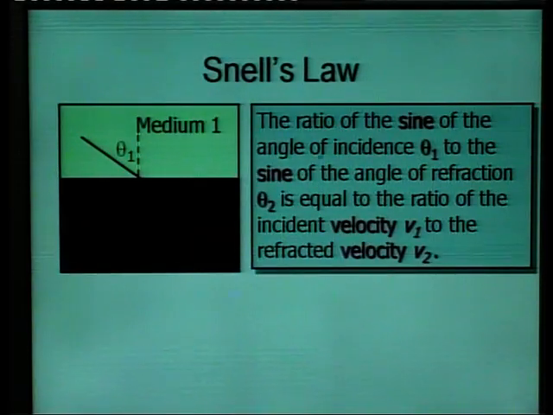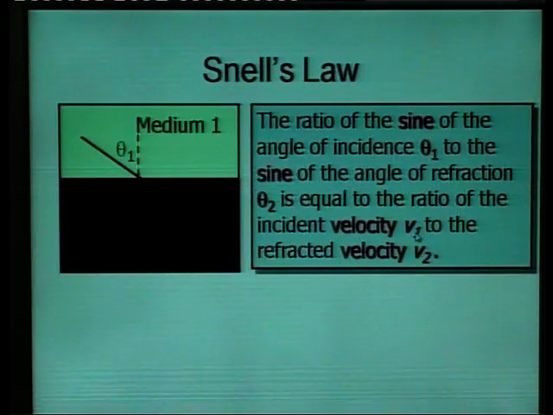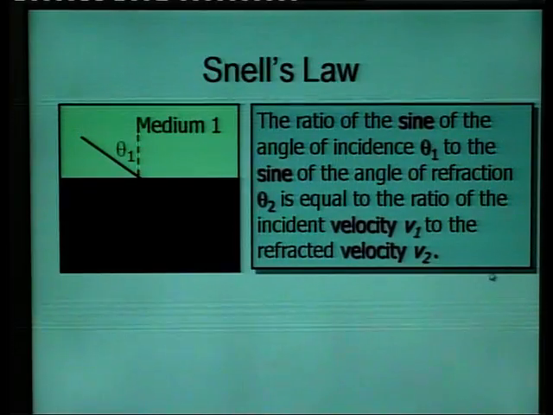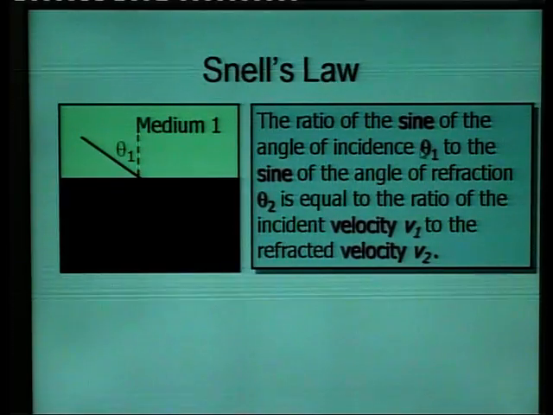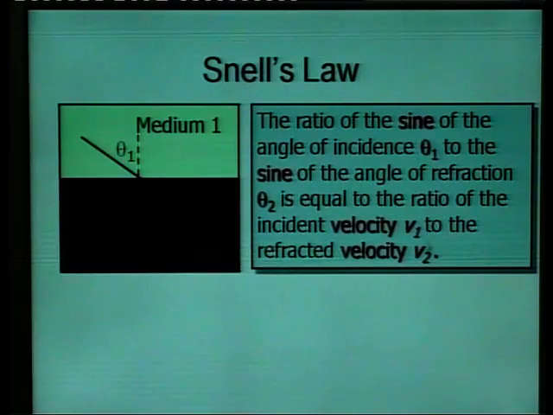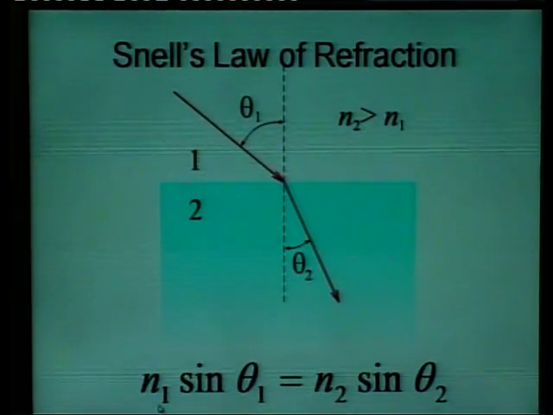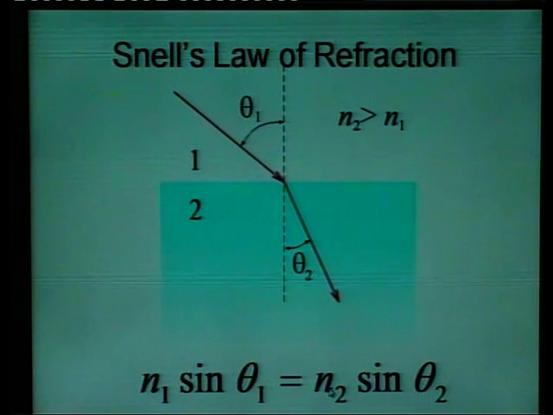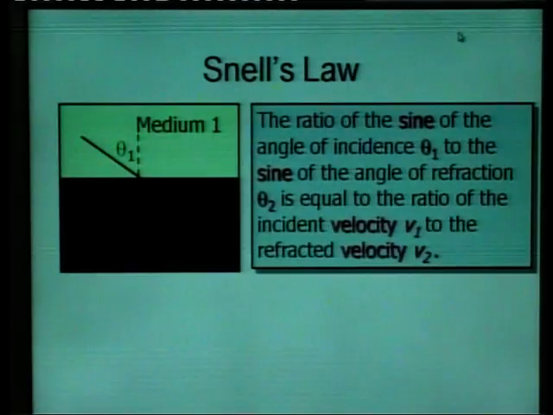The ratio of the sine of the angle of incidence theta 1 to the sine of the angle of refraction theta 2 is equal to the ratio of incident velocity v1 to refracted velocity v2. Now here comes the second form of Snell's law. That means this ratio of sines of angles can also be represented as a ratio of velocities. So in the previous slide, what did we see? This is the ratio of refractive indices. So sin theta 1 upon sin theta 2 you can write as N2 upon N1, where N1 and N2 are refractive indices.